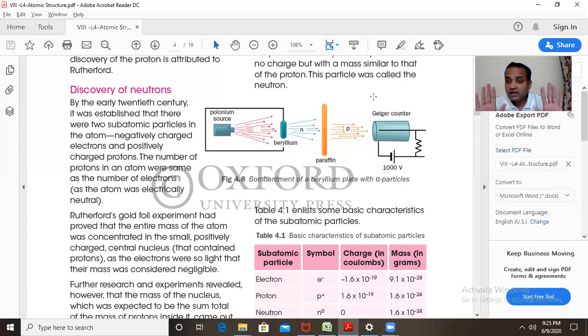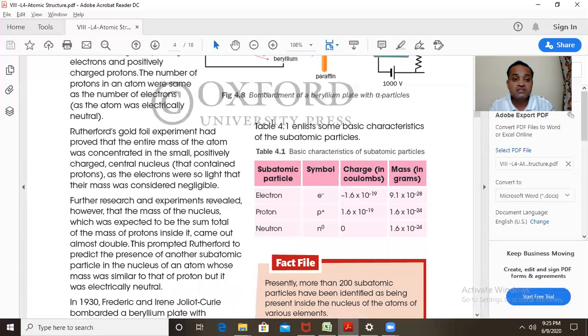Now, this scenario was clear for the scientists. When these scientists were working ahead, they found that the entire mass of an atom is present in the center, that is the nucleus. This was clear to them. But their further experiments found that, while they were thinking that 5 protons are present, so the mass should be 5 units, the mass was actually 10 units.